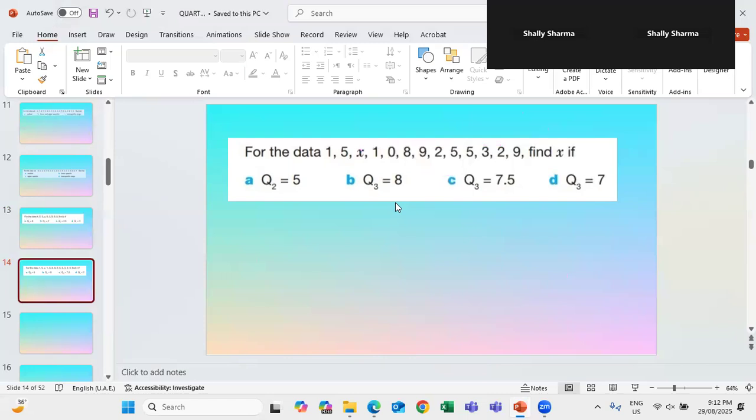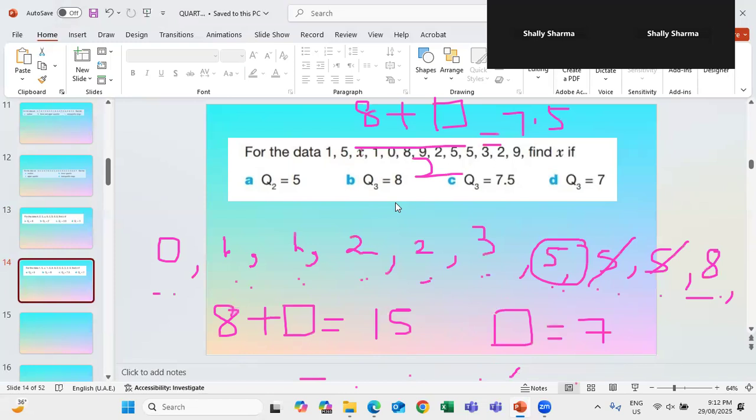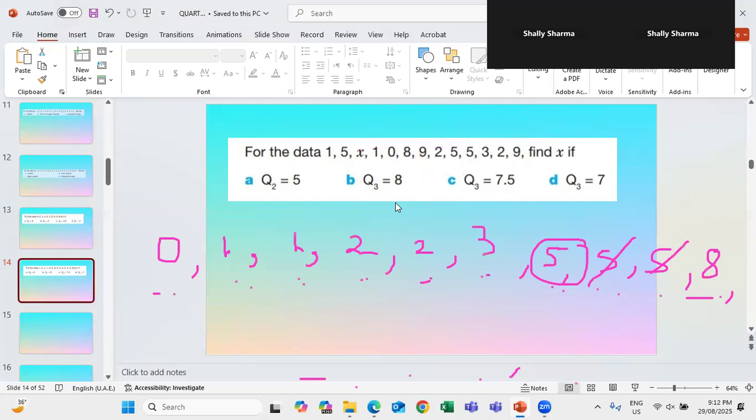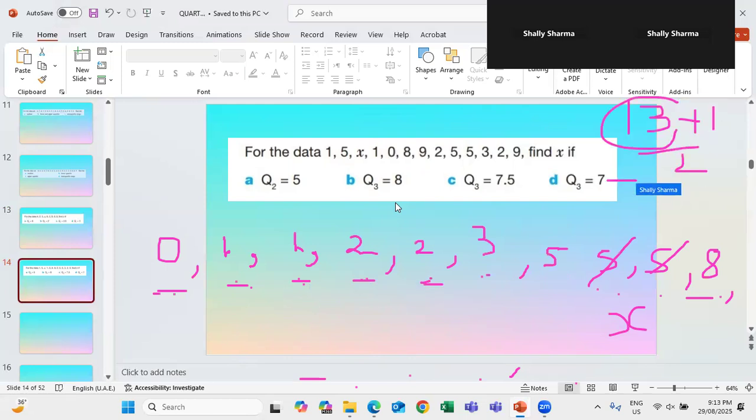There is a twist for the first part now. When I arrange this whole data, if I try to find out the Q2, they said Q2 is 5 and they are asking what will be X. Now, in this question, we were having 13 terms. 13 plus 1 divided by 2, that is 14 divided by 2, the seventh value. So 1, 2, 3, 4, 5, 6, 7. So median is 5 and here it is coming out as 5.